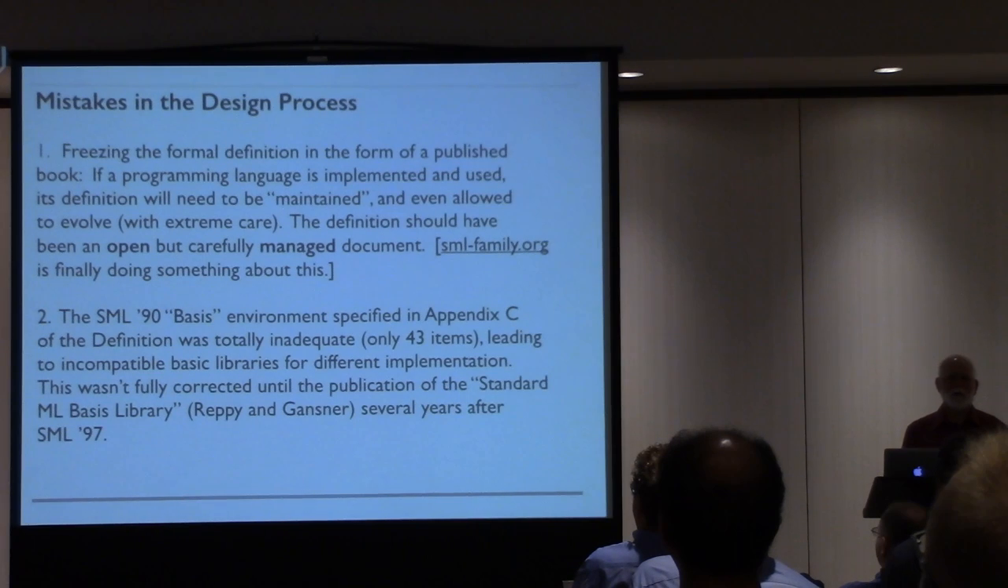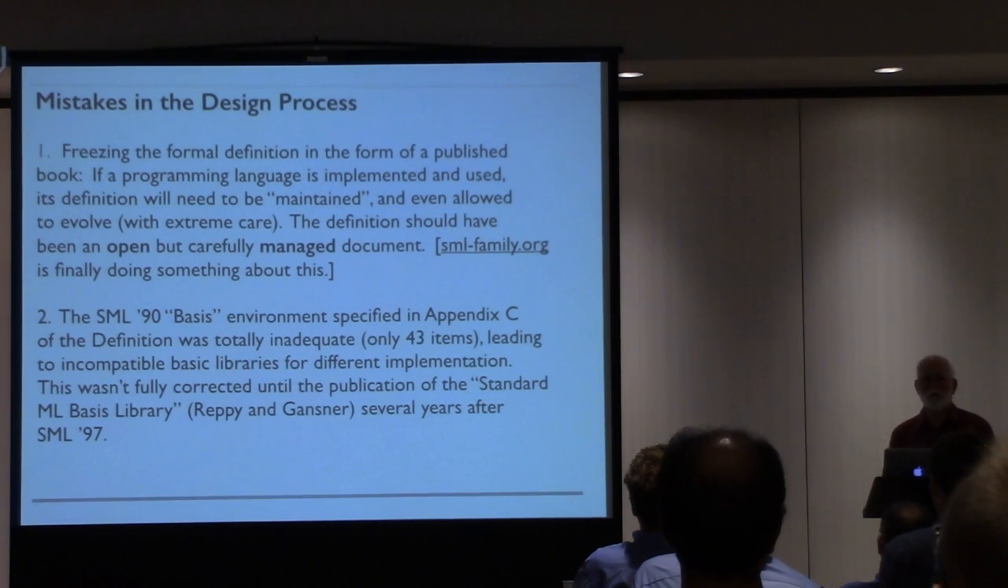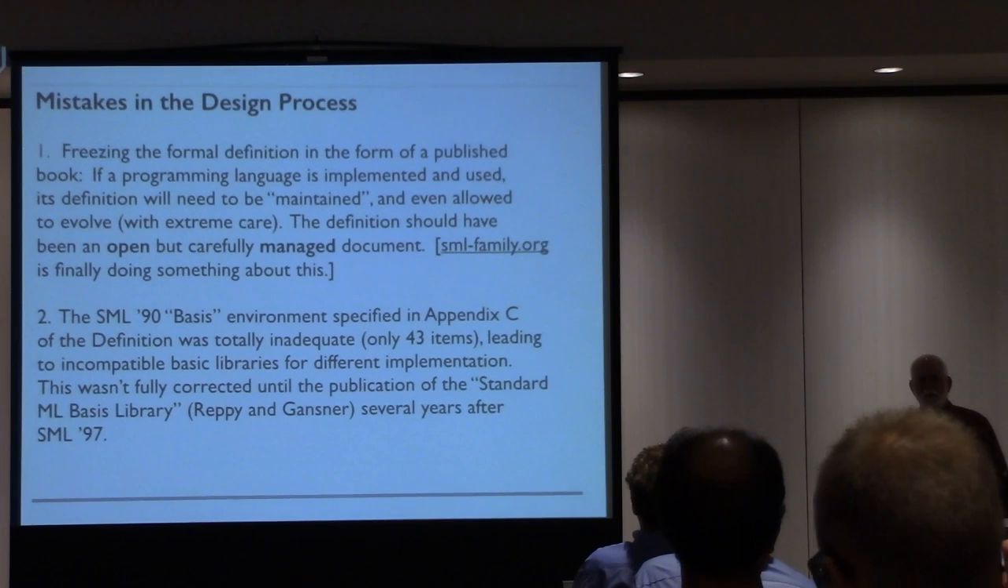Mistakes in the design process. Freezing the formal definition in the form of a book was a mistake. This had somewhat to do with Robin's attitude toward the project. He was a busy guy. This was a kind of secondary project, where his primary, foreground project was CCS and the pi calculus. That was taking up most of his time.